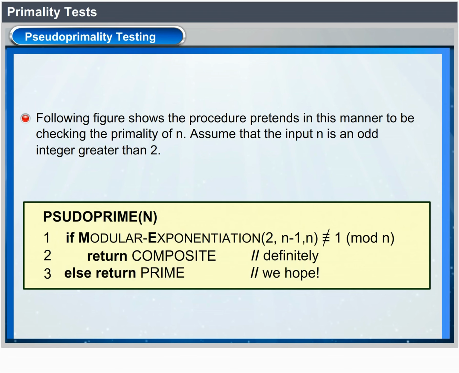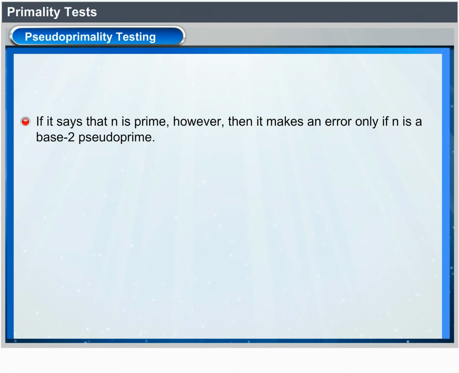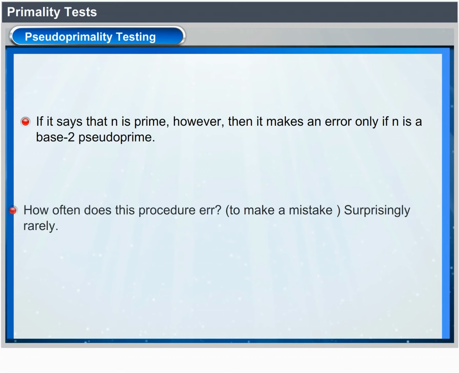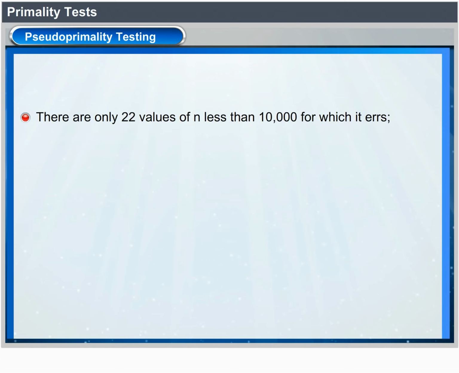This procedure can make errors, but only of one type. That is, if it says that n is composite, then it is always correct. If it says that n is prime, however, then it makes an error only if n is a base 2 pseudoprime. How often does this procedure make a mistake? Surprisingly rare. There are only 22 values of n less than 10,000 for which it errs. The first 4 such values are 341, 561, 645 and 1105.